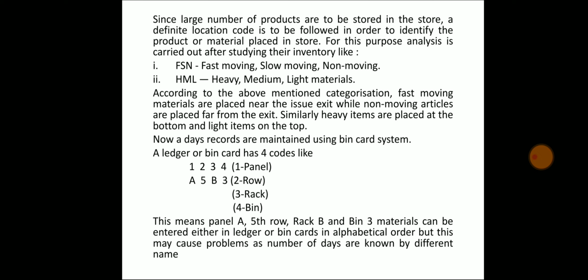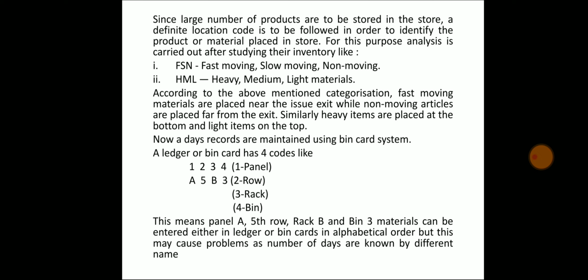According to the above mentioned categorization, fast moving materials are placed near the issue exit, while non moving articles are placed far from the exit. Similarly, heavy items are placed at the bottom and light items on the top. Nowadays, records are maintained using the bin card system.